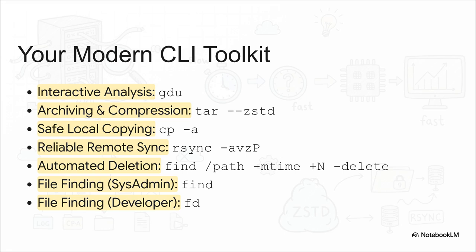For interactive analysis, you're going to use GDU. For archiving and compression, it's tar with the --zstd flag. For safe local copies, it has to be cp -a. For reliable remote syncs, rsync -avzp is your absolute workhorse. For automated deletion, the safest bet is using find with its built-in -delete action. And finally, for just finding files, pick the right tool for the job. find for complex sysadmin stuff, and the super fast fd for your development work.